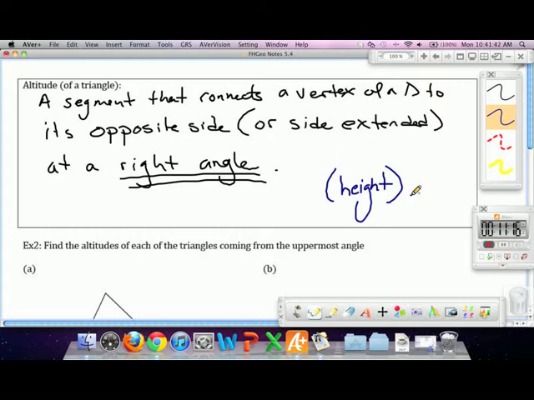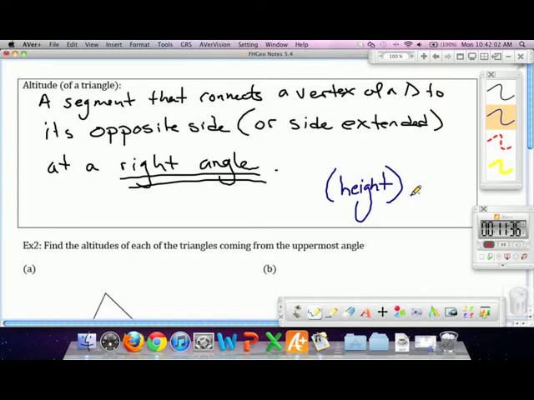Since you're going at a right angle, this could help aid in finding, say, the lengths of the sides of a triangle, because now you can use the Pythagorean theorem, because you create right triangles. Altitudes are pretty important segments that we're going to use going forward. Okay.